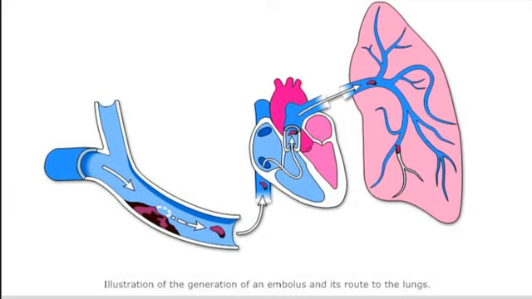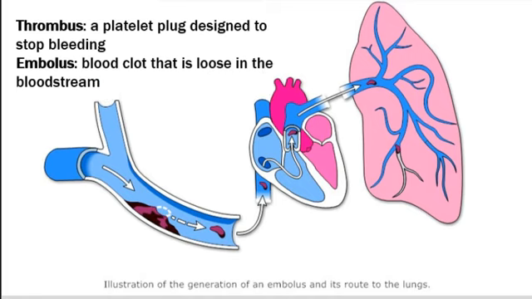And if they go up into here and they get caught in the lung right there, they'll cut off the blood supply to part of the lung. Not everybody drops dead from that, depending on how big the clot is. It's called a pulmonary embolus. It's not good. Okay. A thrombus is the platelet plug designed to stop bleeding. An embolus is a blood clot that is loose in the bloodstream. Not supposed to be there.